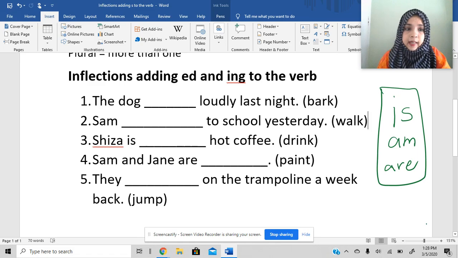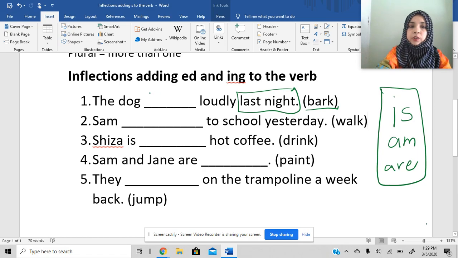Let's go through the exercises and then we'll get a clear idea how it's done. You can read along with me. Number one is the dog dashed loudly last night. And the verb is bark. Now, what are the clues that is telling us that something has happened in the past? That is last night. So, we are going to change the verb bark into barked.